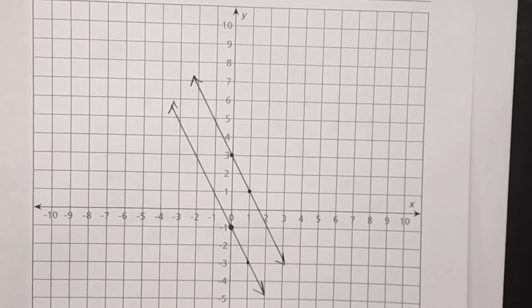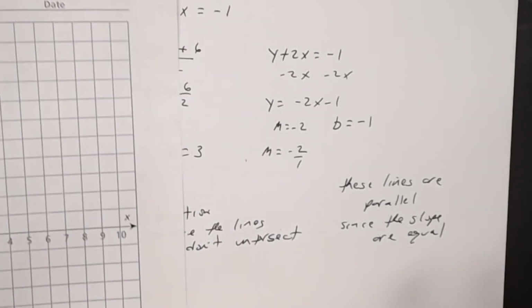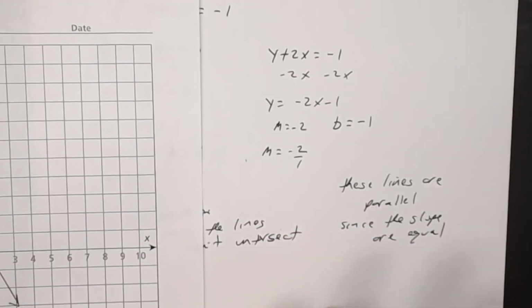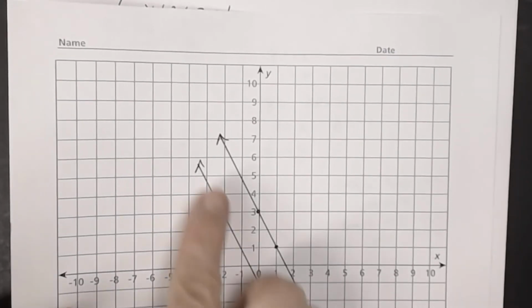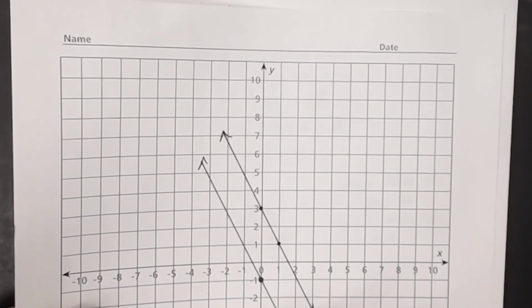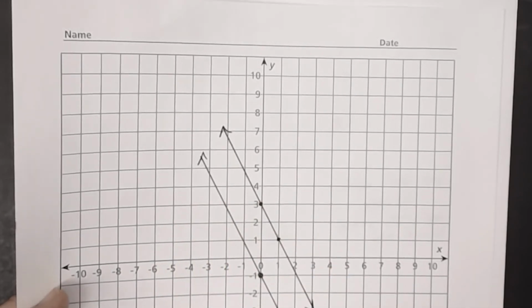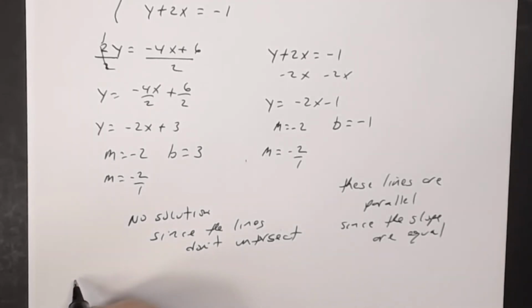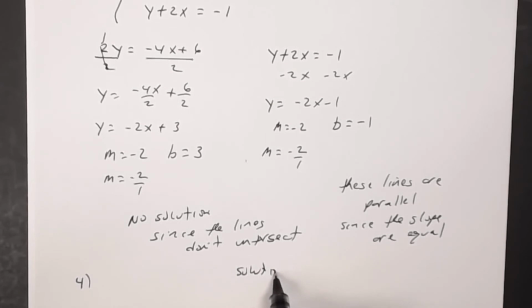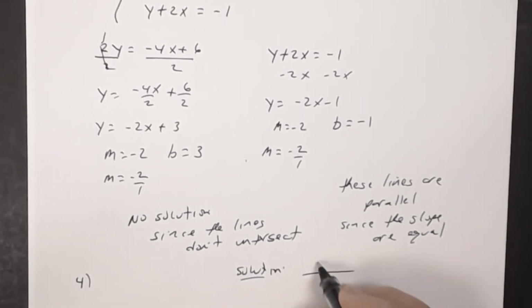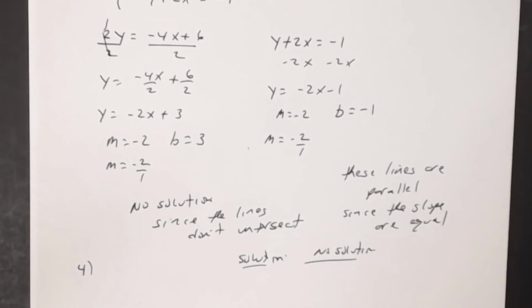But these lines are parallel because the slopes are the same, so just keep that in mind. They are parallel, the slopes are the same, but they have no solution because the lines don't intersect, okay? Now let's look at example number 4. By the way, in the blank for solution, you would just say no solution.